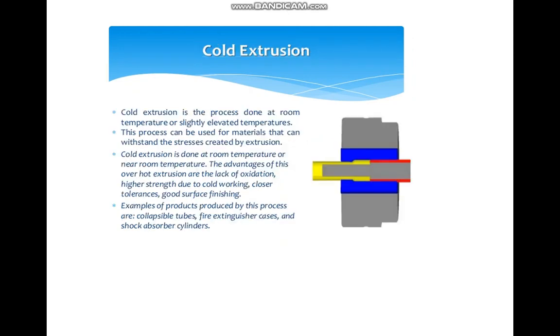Cold extrusion: if you are carrying out the working of metal, or the extrusion process, at room temperature, then that is called a cold extrusion process. Cold extrusion gives good surface finish, high dimensional accuracy, high strength, lack of oxidation, and slow heating. Such properties can be obtained when you are carrying out a cold extrusion process. Examples of this process are collapsible tubes, fire extinguisher cases, and many more. Windows, frames, and the like are manufactured by the cold extrusion process.